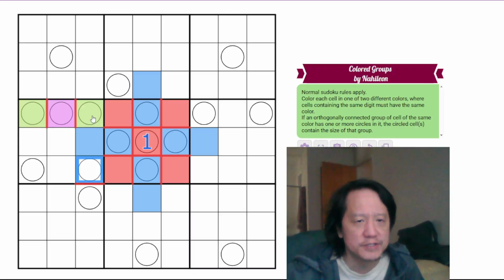These could be the same color. And the reason why these blues go out is because they have to be greater than 1, obviously, because this is 1.